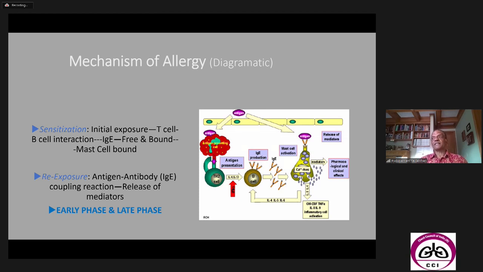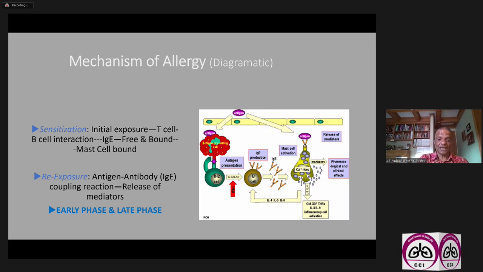It is the late phase that causes the influx of all these different inflammatory cells. And it is a terribly powerful reaction. And that is what we keep on treating with inhaled steroids, the late phase allergic reaction. The immediate phase allergic reaction, like histamine release, is helped by antihistamines, but steroids are the mainstay to take care of the late phase reaction.